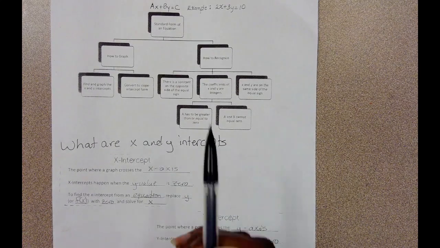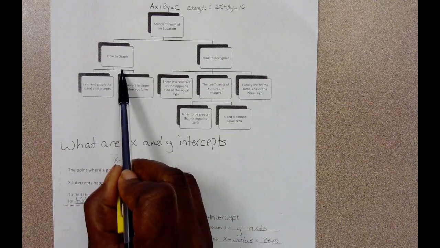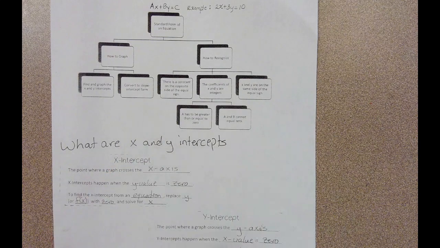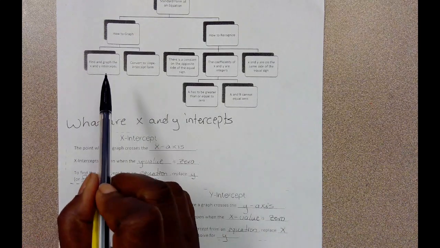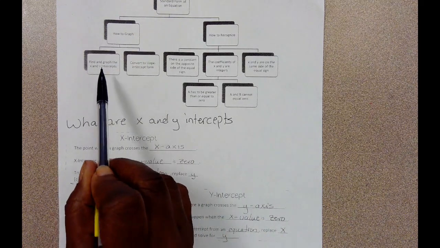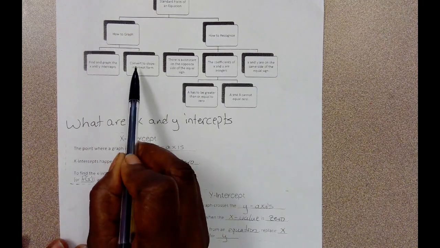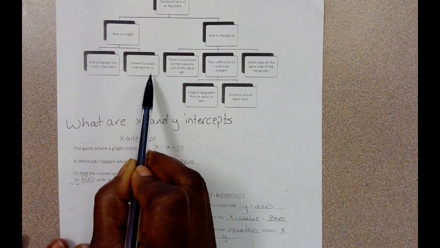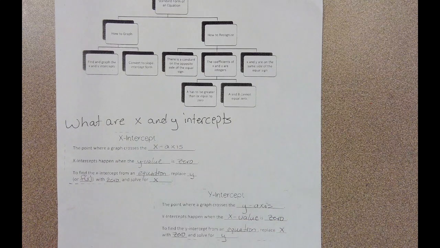All right, let's first start with the standard form of an equation, and let's look at how we would graph a standard form of an equation. The first thing that you could do is find and graph the x and the y intercepts. Then you would convert to slope-intercept form. So in order to graph a standard equation, you need to know what their intercepts are. All right, so let's talk about intercepts.